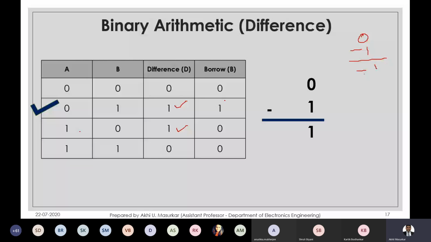But when you are subtracting a higher number from a lower number, that time the borrow is going to be 1. When you are subtracting a lower number from a higher number, that is 1 minus 0, that time the difference will again be 1, but there will not be any borrow.